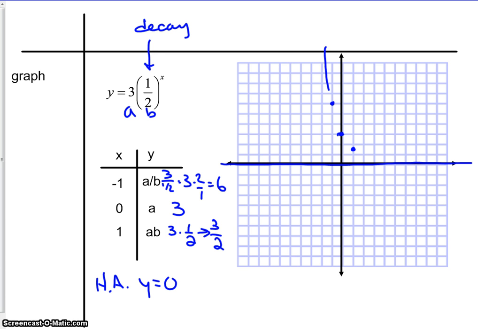Sketch it in. What it looks like in this case is simply a reflection over the y-axis from that original. But again, it's decay, so I expected it to get closer and closer to my asymptote as we went left to right.